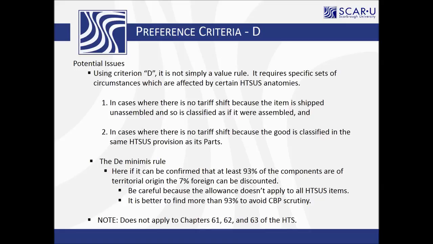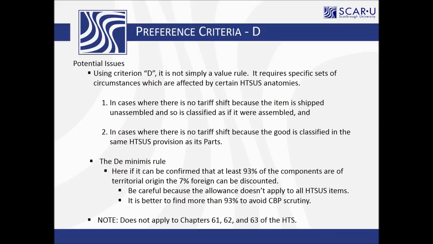It can be confirmed that 93% of the components are of, I'll say, NAFTA origin, so US, Mexico, Canada. The 7% can be discounted, but then there's a little note, of course, be careful because the allowance doesn't apply to all HTS items. So customs has no overarching rules. There's an exception to everything. I don't know of any rules that there isn't some exception to somewhere in the book. So as this says, it's better to find more than 93% to avoid any scrutiny. If you're at 98, you're probably pretty safe.